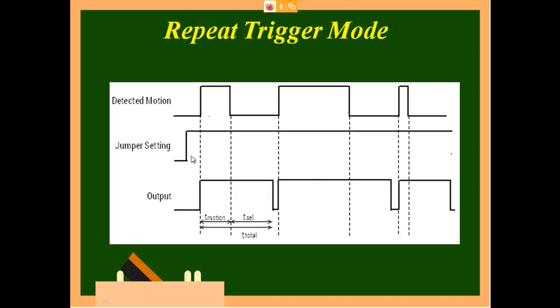Once you keep it in the low position, it works in single trigger mode. For repeat trigger mode, I have to keep the jumper in the one position. Once you keep the jumper in one, now you can visualize this is the entire time. The motion occurs only at this particular portion, but for my entire period my output is there.